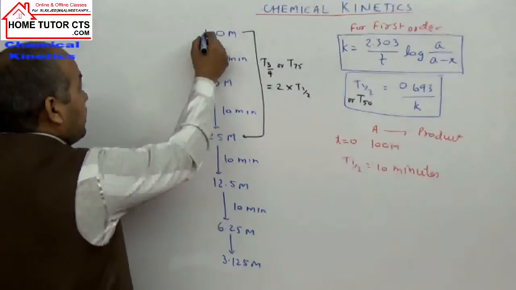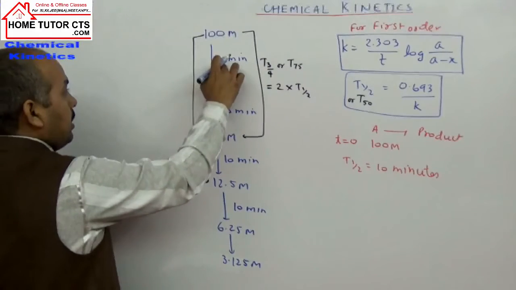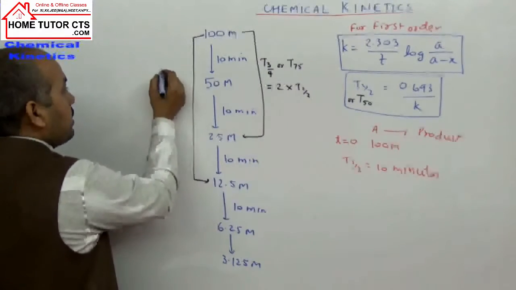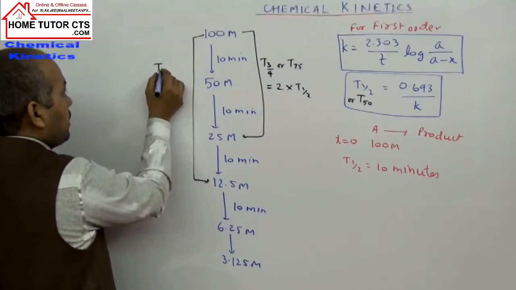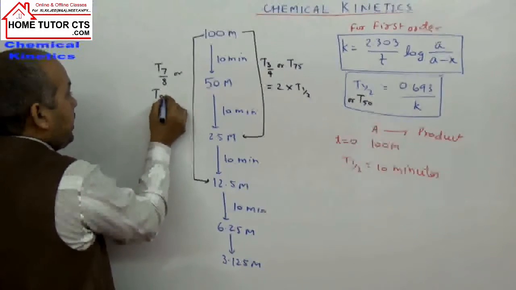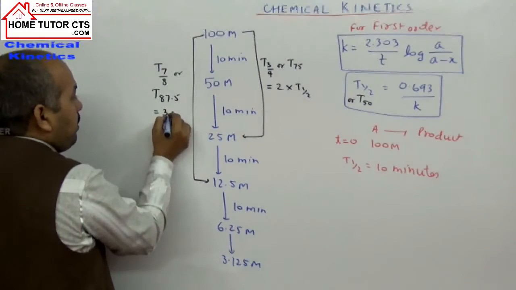Similarly, if you take the expression from here to here, how much is the time? 30 minutes. This time is called t 7/8 by fraction, or t 87.5. It is 3 times t half.